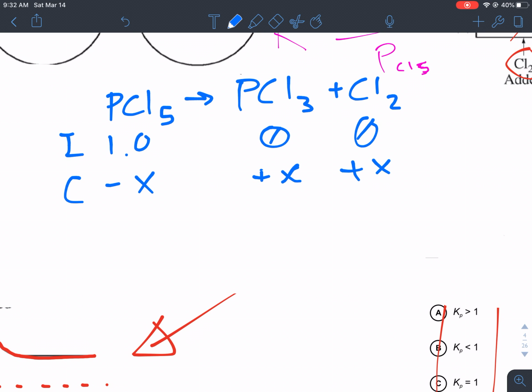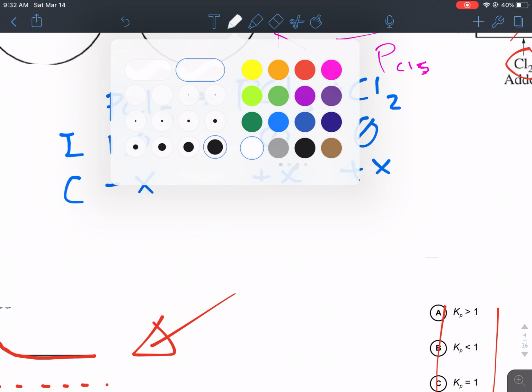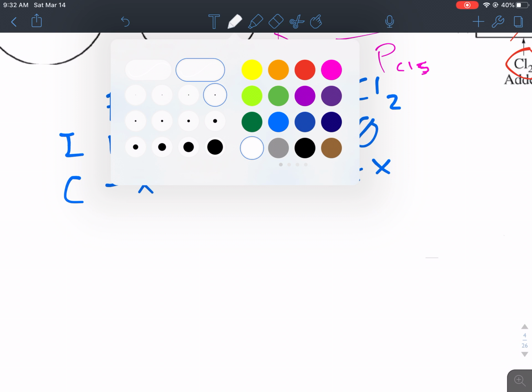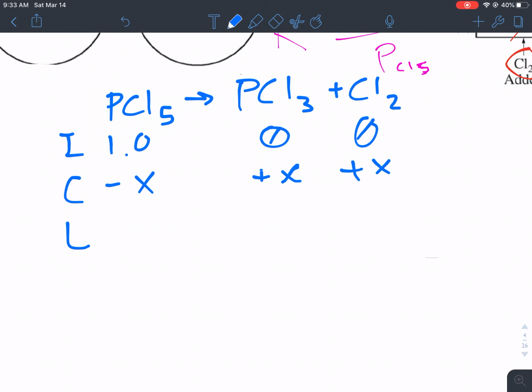And I get it. Right now, some of you that are really used to some level of ICE tables are thinking, how are you going to do an ICE table without a calculator? Isn't this going to get crazy? Nope, it doesn't. Relax. So this is going to become 1.0 minus X. This is going to be X, and this is going to be X. And you're thinking, do I need my n solve function on my calculator?